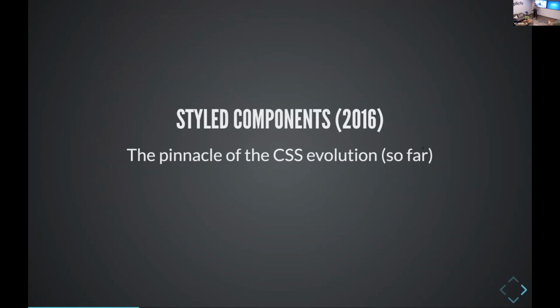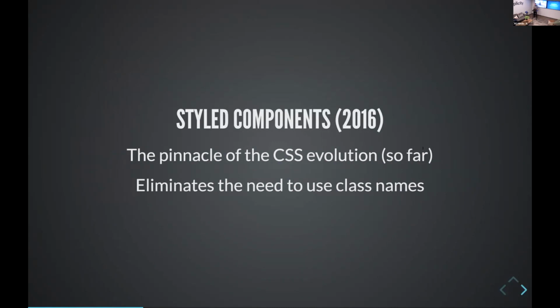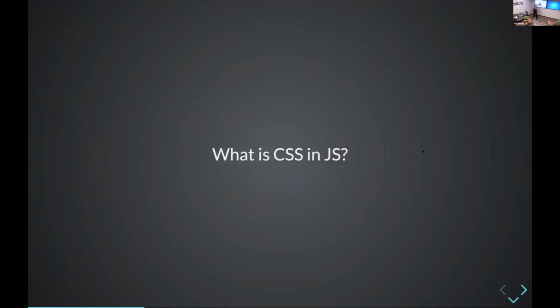Finally, around 2016, we have a subset of CSS-in-JS start to come about called styled components, which so far is the pinnacle of the CSS evolution. The goal of it is to eliminate the need to even use class names, because you're declaring them in a file, you're exporting them, you're importing them, and then you're attaching them. The idea is to wrap that all up into one thing that you can just pass to a function, and it'll give you back a reusable component that you can pass around in your code. So that's how we got to this point.